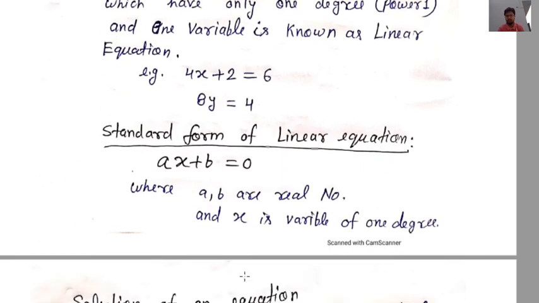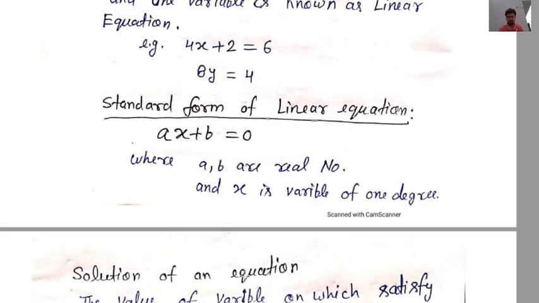Now you understand its standard form. Standard form of linear equation: ax plus b equals to 0. Okay, I am not telling much more about this, but I want to give you a little bit of knowledge about that linear equation standard form.